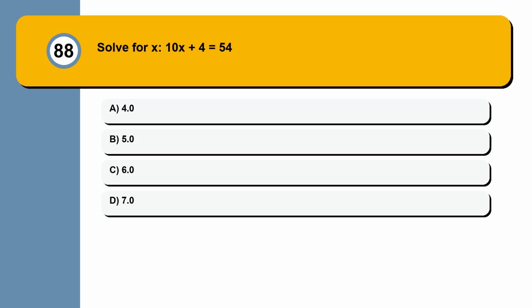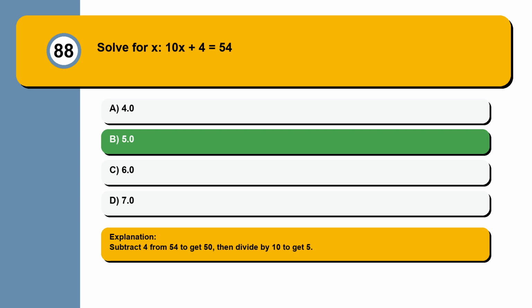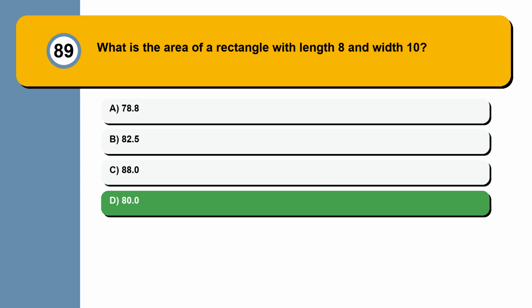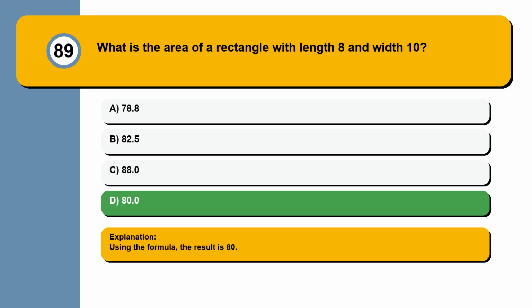Question 88. Solve for x: 10x plus 4 equals 54. Options: 4.0, 5.0, 6.0, 7.0. Subtract 4 from 54 to get 50, then divide by 10 to get 5. Question 89. What is the area of a rectangle with length 8 and width 10? 78.8, 82.5, 88.0, 80.0. Using the formula, the result is 80.